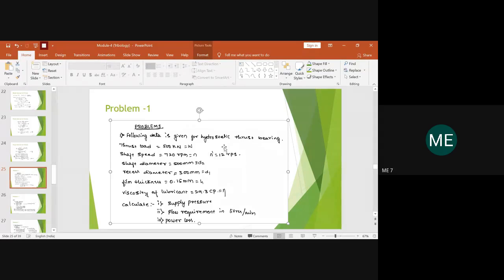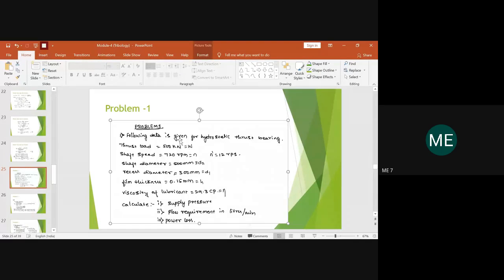Instead of giving hydrostatic step bearing, sometimes they can give it as hydrostatic thrust bearing also. Thrust is nothing but the amount of load the bearing is withstanding, right? So you should not be confused that it is not a hydrostatic step bearing or hydrostatic bearing. It is being given as hydrostatic thrust bearing. It is one and the same.